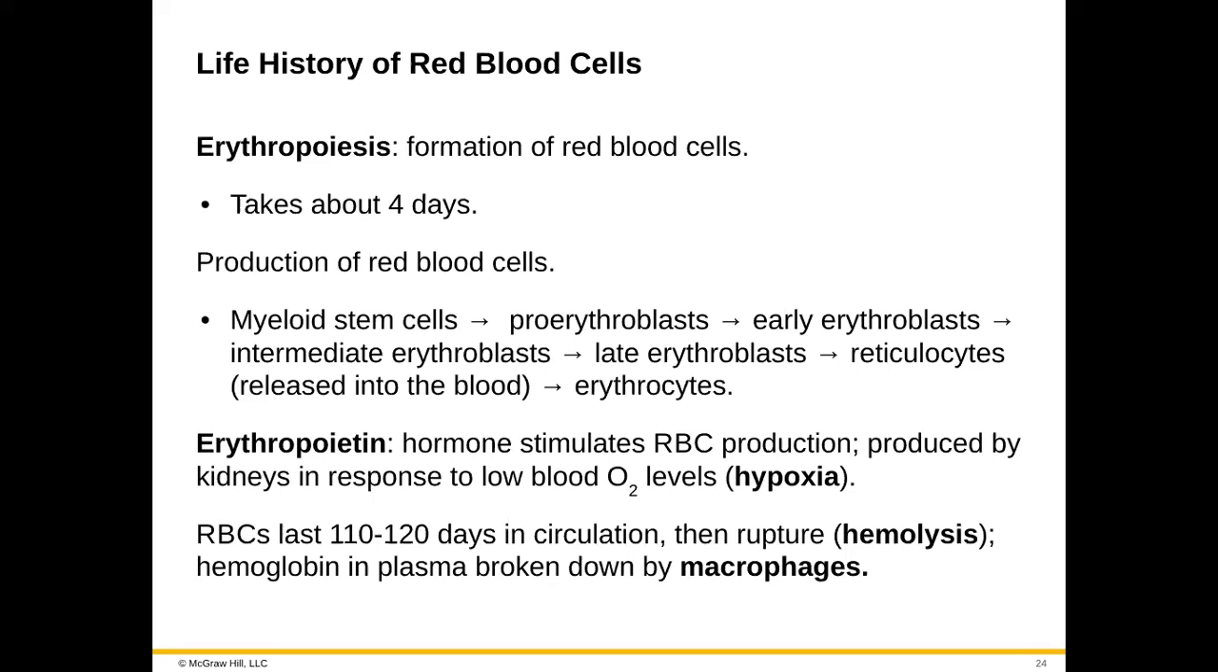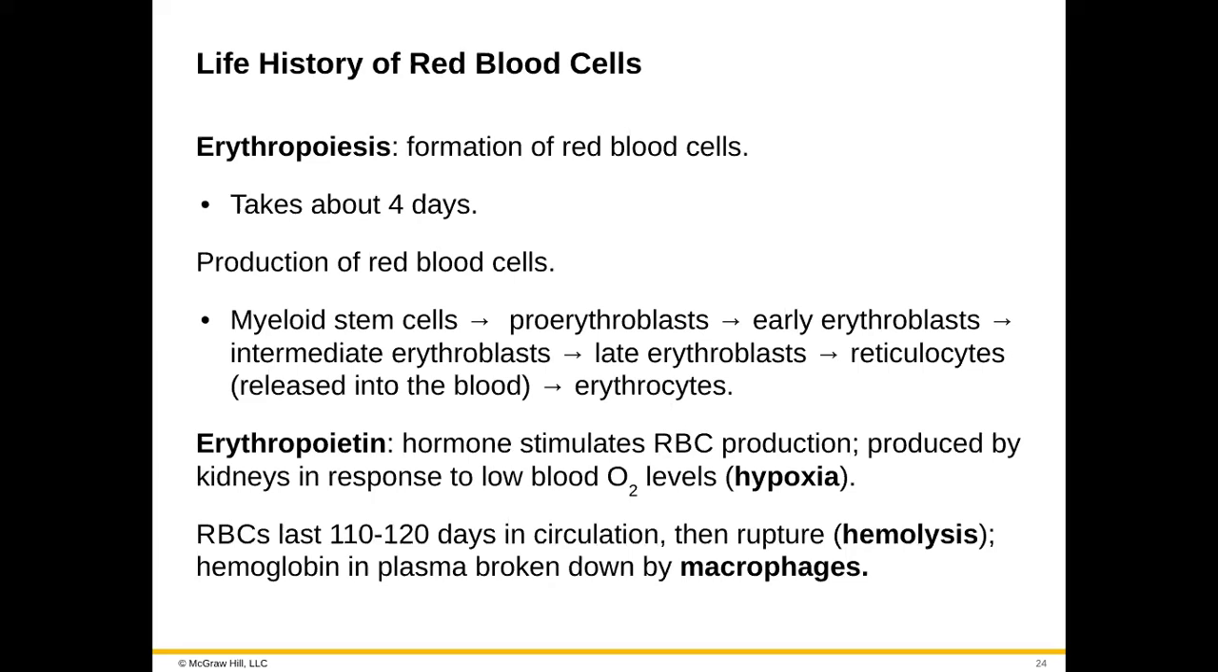We talked about the progression of these red blood cells during their production. So we go from the myeloid stem cells to the proerythroblast, to the early erythroblast, intermediate erythroblast, late erythroblast, reticulocyte, which is when it's released into the blood, and then it will mature into an erythrocyte or a red blood cell.